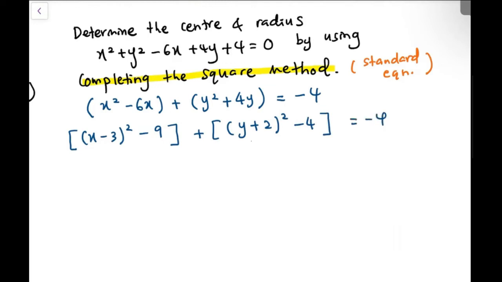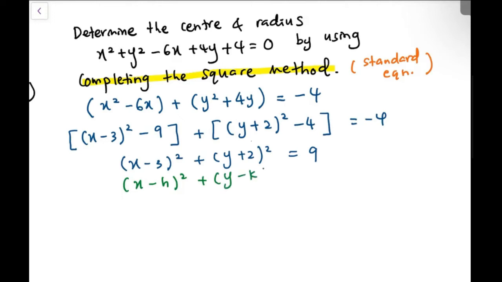And last part, just rearrange all the constants to our right side. So we would have (x minus 3) squared plus (y plus 2) squared equal to 9. And that is basically the standard equation of a circle. So if we compare with the standard, I just rewrite once again the formula: (x minus h) squared plus (y minus k) squared equal to r squared.